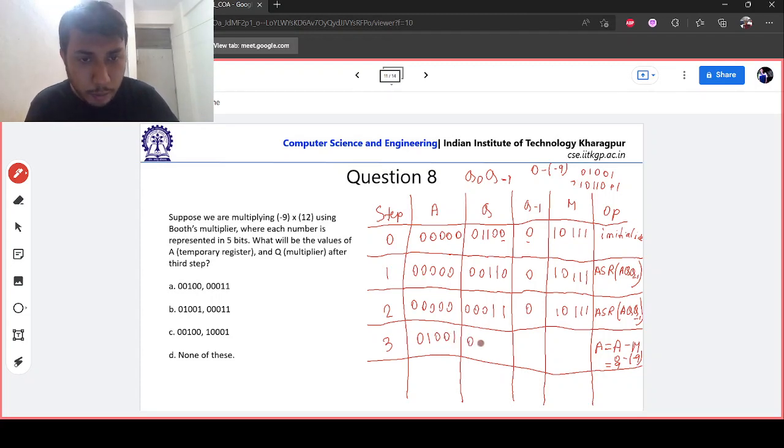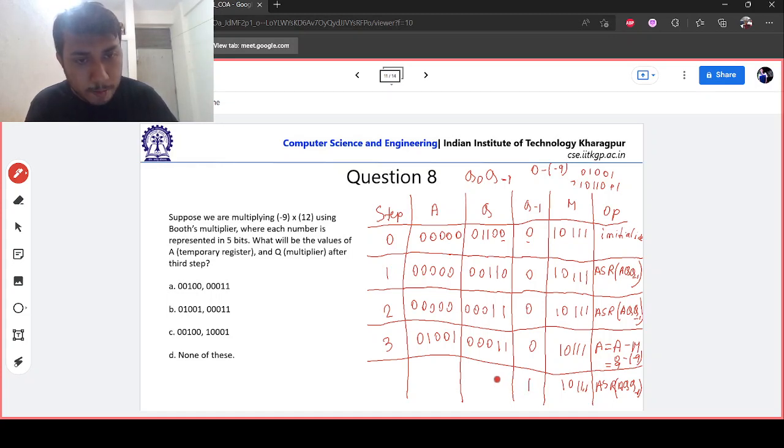Everything else remains the same. Now the third step is not yet complete. What is the remaining step of the third step? It is again the same: arithmetic shift right of A Q Q minus 1. M, as always, will remain the same.